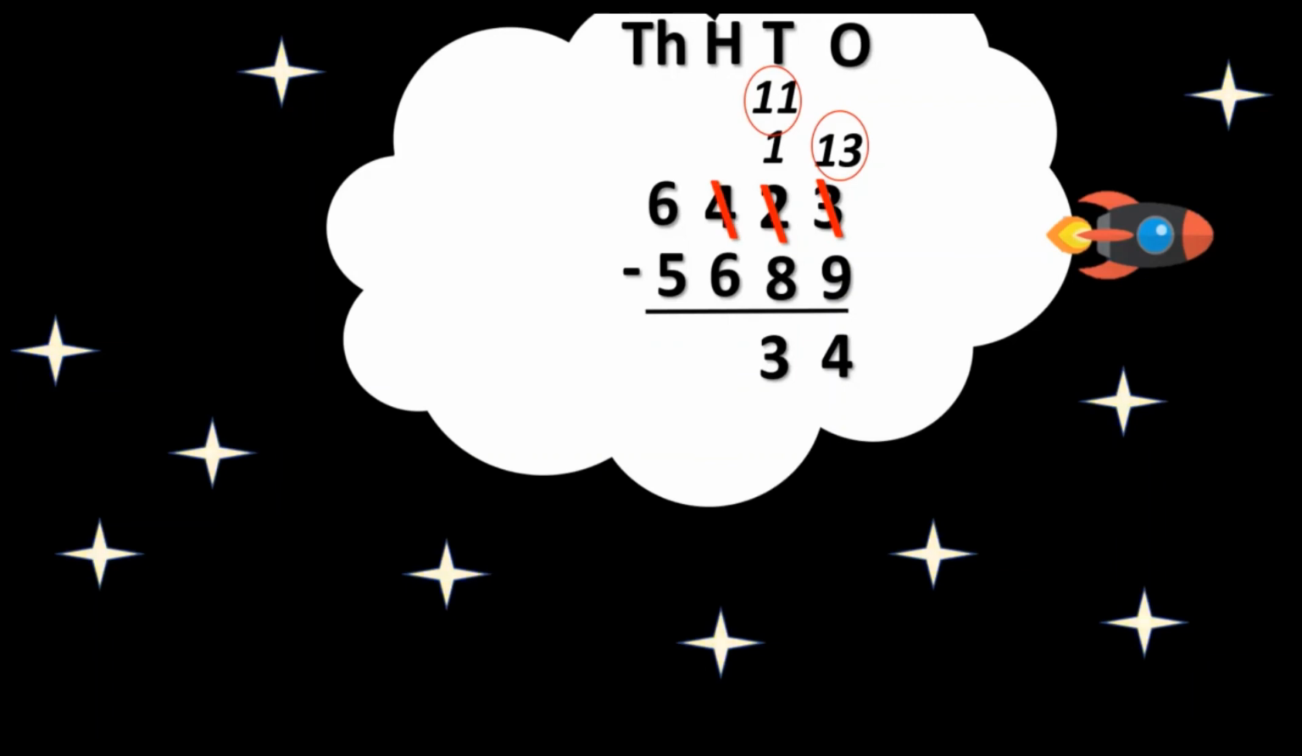Here we are left with 3 because we have already given 1 to the tens place, and we find 6 is greater than 3 and we cannot subtract 6 from 3. So again we need to borrow from the thousands place and write it as 13. Now we subtract 6 from 13 and the answer is 7. Here in the thousands place we are left with 5 and 5 minus 5 is 0.